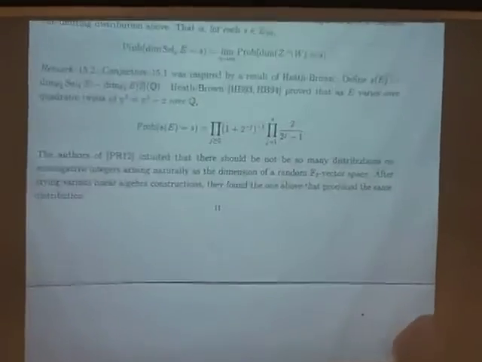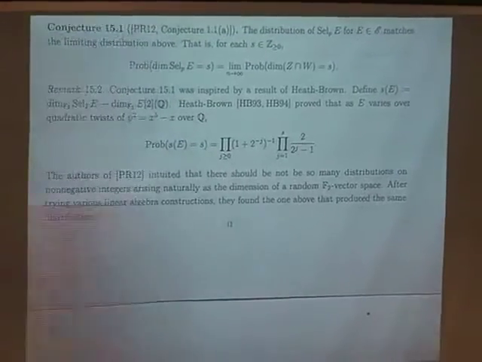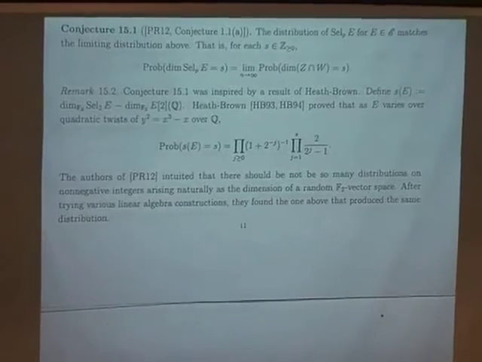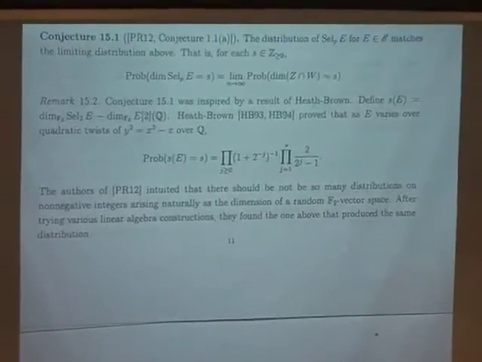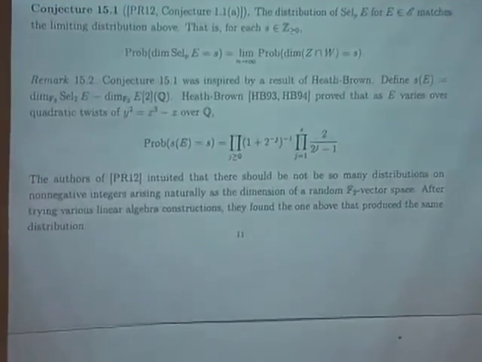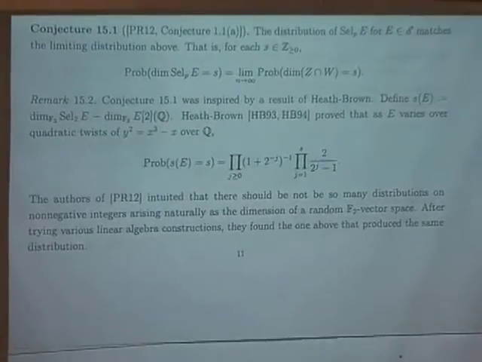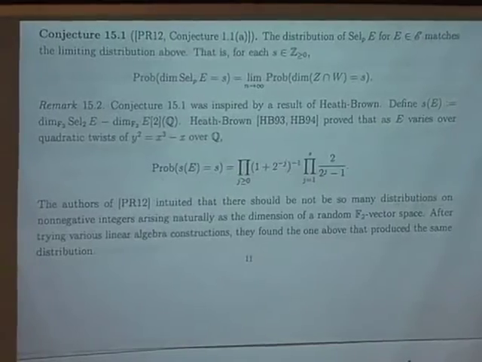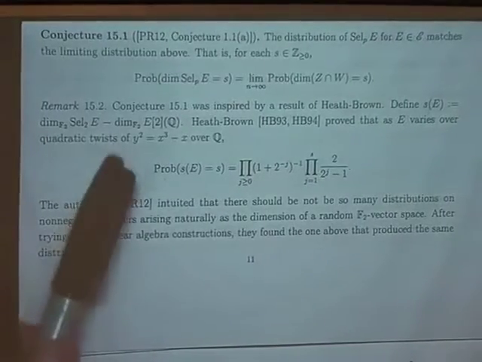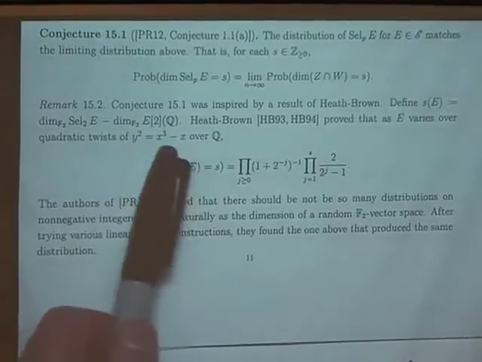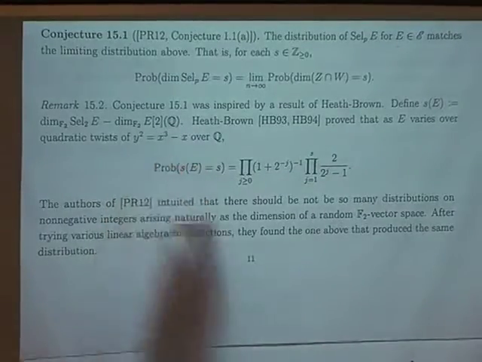So here's the conjecture again. What do I want to tell you about this? Heath-Brown back in the 1990s proved a theorem about the distribution of 2-Selmer groups of elliptic curves. His situation was a little bit different in that he wasn't looking at all elliptic curves over Q. He was looking at a special family where he takes this particular curve, the congruent number curve, and then takes quadratic twists of that curve.